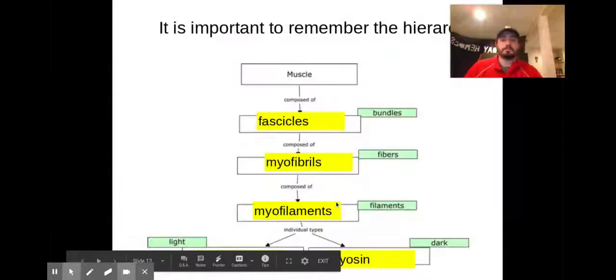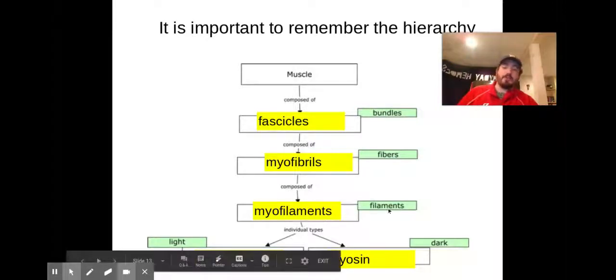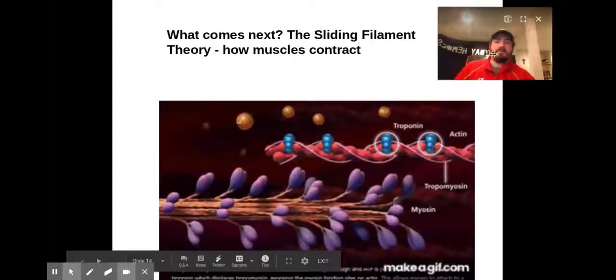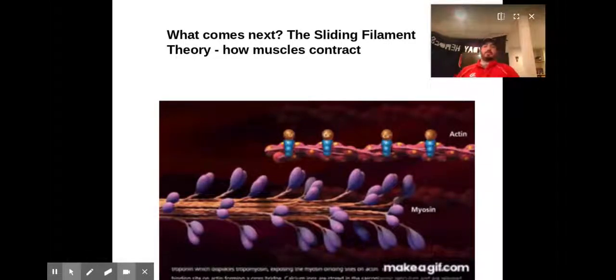Cool. All right. So remember the hierarchy, and I just kind of went over it like 4,000 times, right? Muscle have bundles called fascicles, have bundles called fibers, which have myofibrils, which have myofilaments, right? Which are those sarcomeres, which are broken up into myosin and actin. Okay. And this is what it's all about right here. And there's a little GIF here. I'll just let it play once or twice, right?